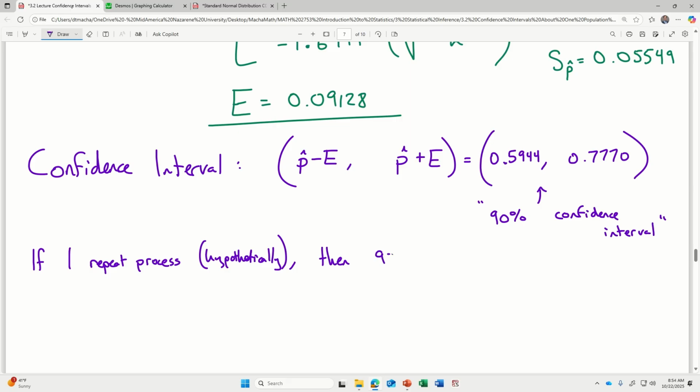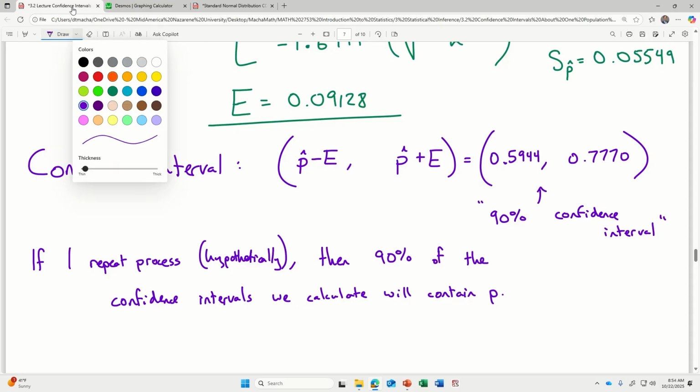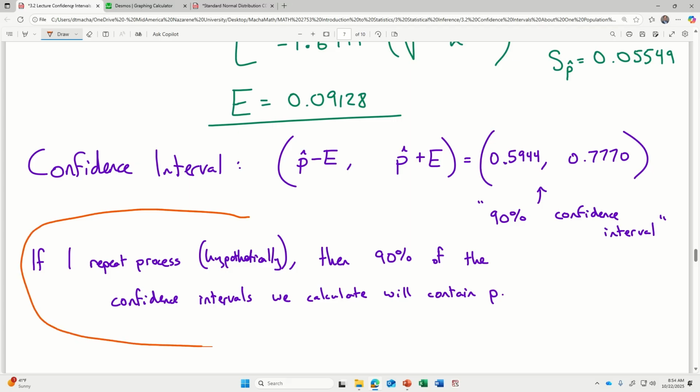Then 90% of the confidence intervals that we would calculate will contain the population fraction. Like I said, it sounds a little bit silly, but that's the correct way to interpret a 90% confidence interval. So it should give you about 90% confidence that you have an interval containing the population fraction.